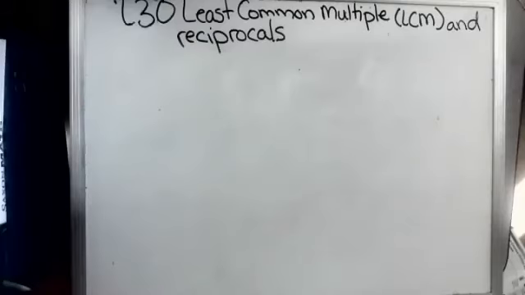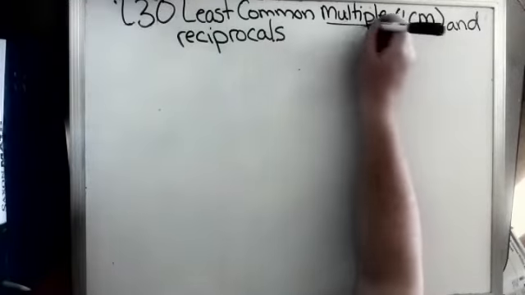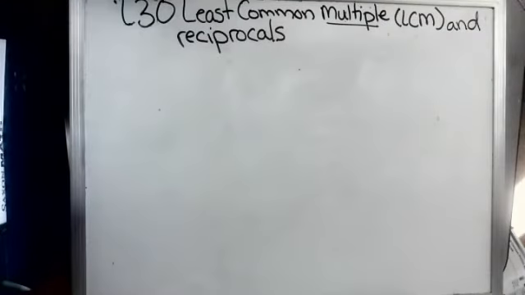Again, this is lesson 30, course 1, least common multiples or LCMs and reciprocals. Remember, when you're looking at multiples, this is different than factors. We've looked at greatest common factors and used them a lot. Factors are two numbers that multiply together to make that number. A multiple is a multiple of that number.